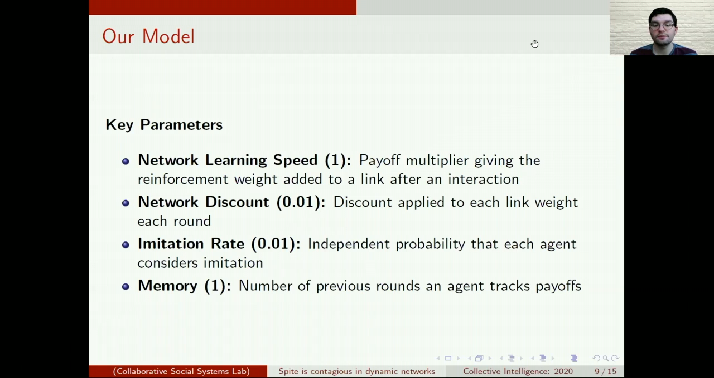The imitation rate, which we keep at 1%, is the independent probability that each agent considers imitating at the end of the round. So on average, agents will consider imitating 1 out of 100 rounds, but they won't necessarily imitate each of those times. And then memory is the number of previous rounds that an agent tracks their payoffs for, and we keep this to 1. So when the imitation comparison is occurring, if an agent has received a higher average payoff in that previous round that they're considering imitating, they will imitate them.